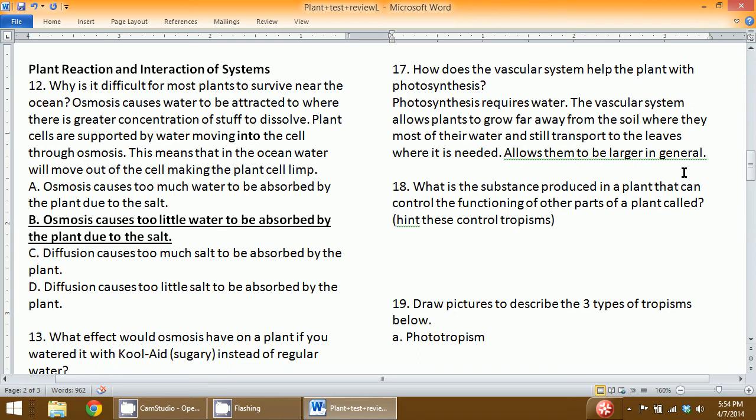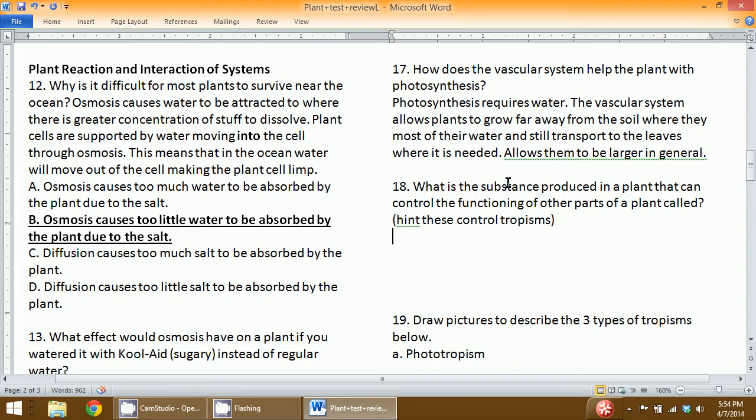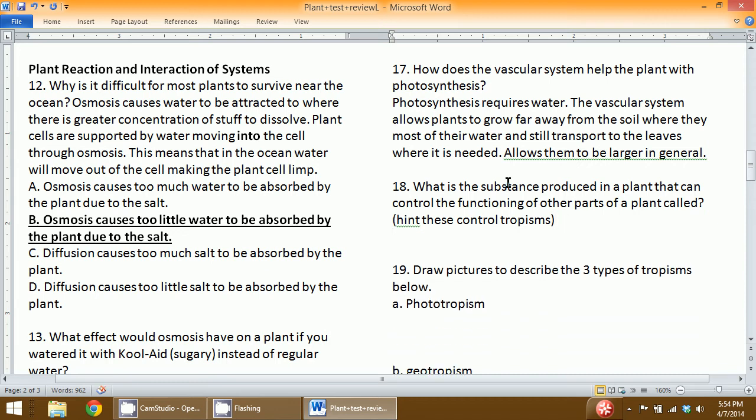So, that said, what is the substance produced in a plant that can control the functioning of other parts of a plant called? Hint, these control tropisms. The chemical is generally just called hormones. It's a chemical messenger. Tells cells what to do.